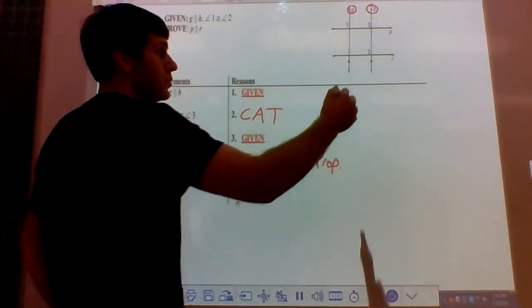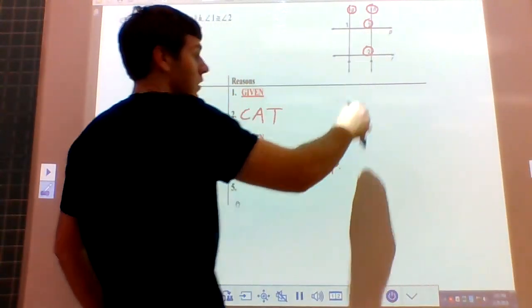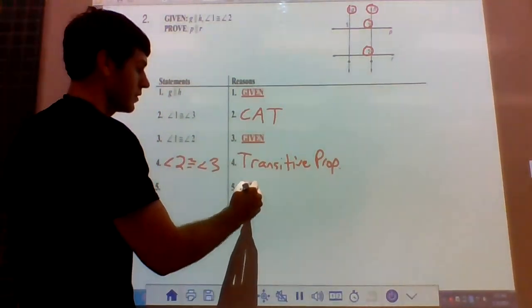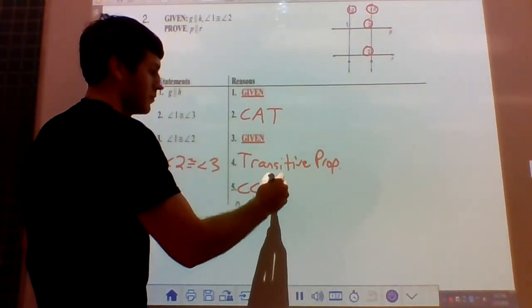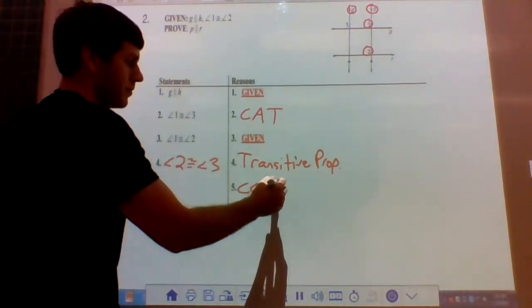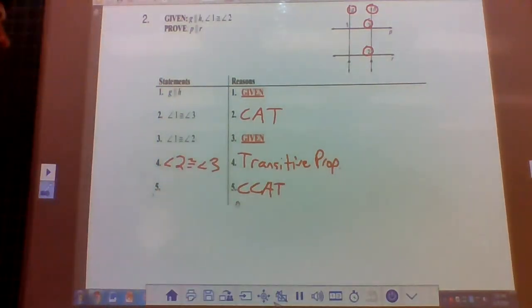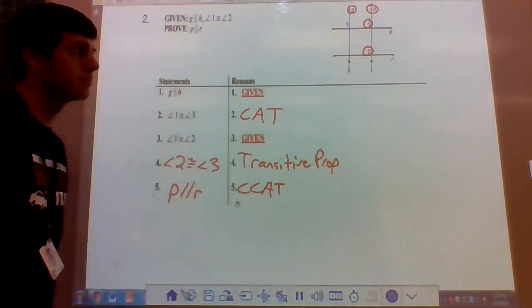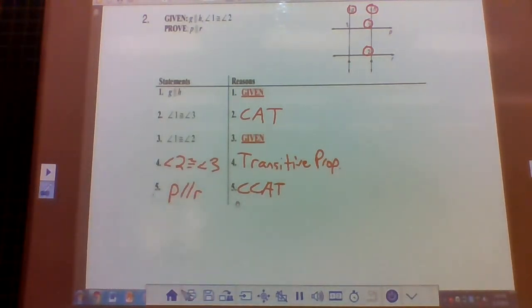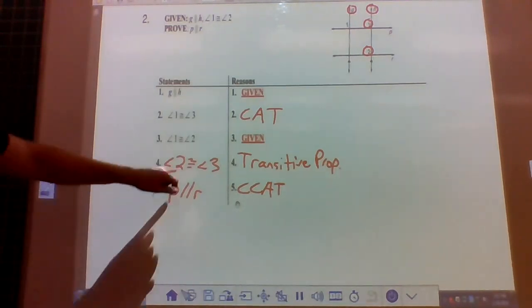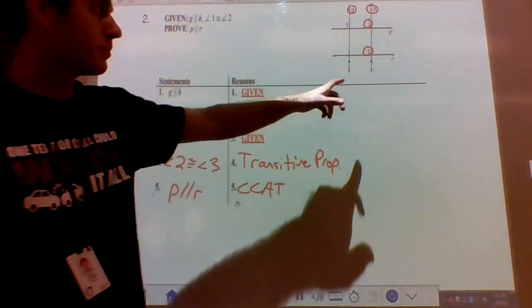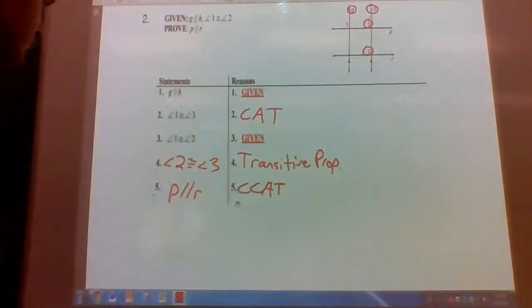And since angle 2 and angle 3 are corresponding angles that are congruent, we can use the converse of the corresponding angle theorem to say that lines P and R are parallel. Since our corresponding angles are congruent, the lines are going to be parallel. P and R are going to be parallel.